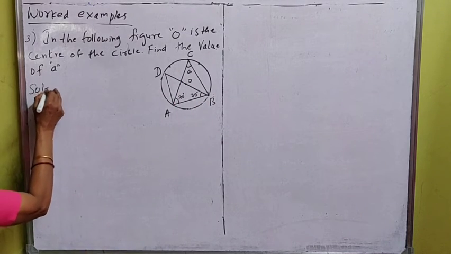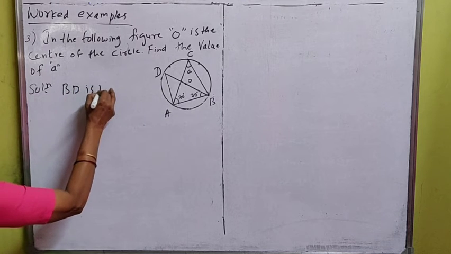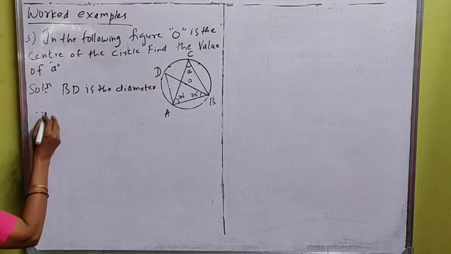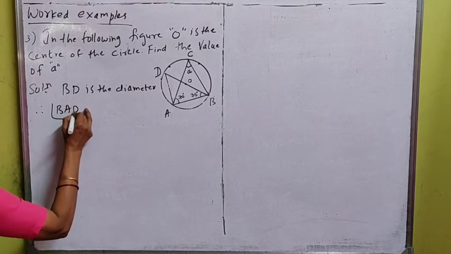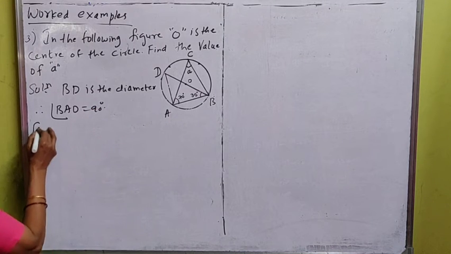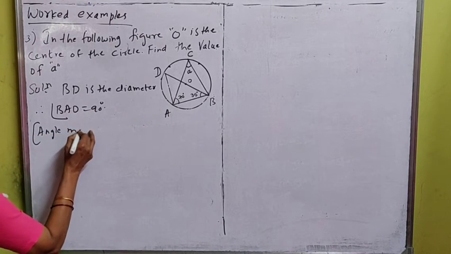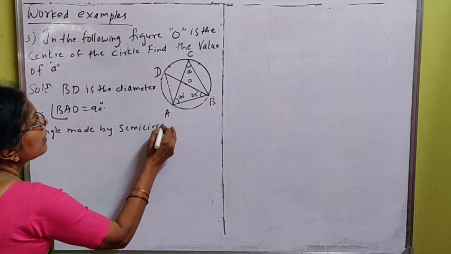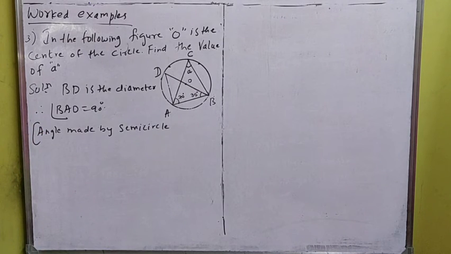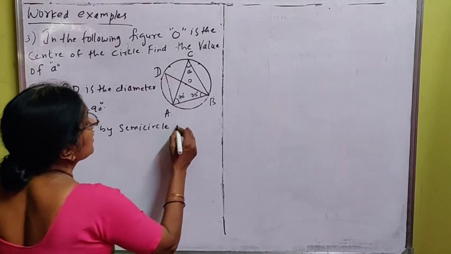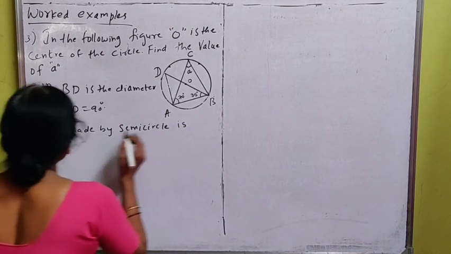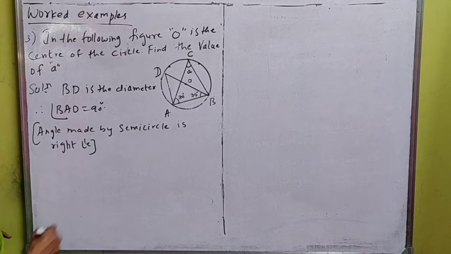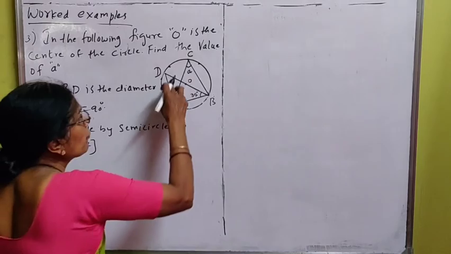So we will write down our solution. BD is the diameter. Therefore, angle BAD is equal to 90 degrees. Angle made by semicircle. What will the diameter do? Divides the circle into two equal parts. So angle made by semicircle is what? Right angle. So right angle means how much? It is 90 degrees. We want to find what is angle BDA.